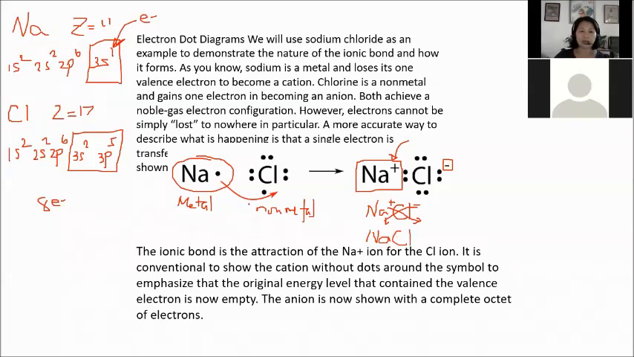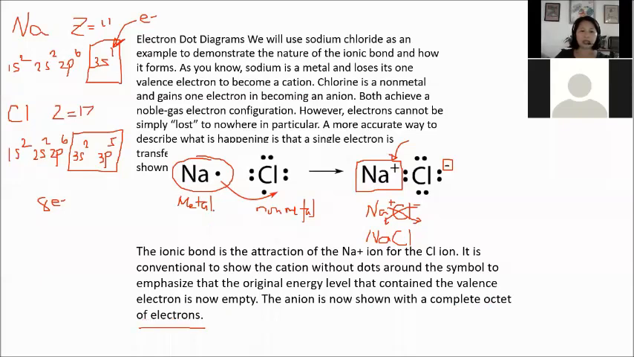Okay? So, that is the electron dot diagram of NaCl. So the ionic bond is the attraction of the Na ion and Cl ion. It is conventional to show the cation without dots around the symbol to emphasize that the original energy level that contained the valence electron is now empty. So the anion is now shown with complete octet electrons.